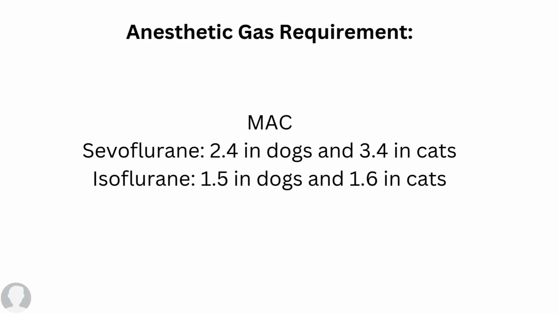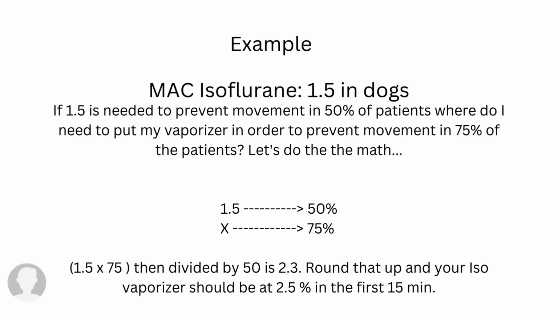What that means is that for induction, you want to get closer to the 100% movement prevention. So if 1.5 is needed to prevent movement in 50% of my patients, where do I need to position my anesthetic vaporizer to prevent movement in 75% of my patients? Let's see an example of this.